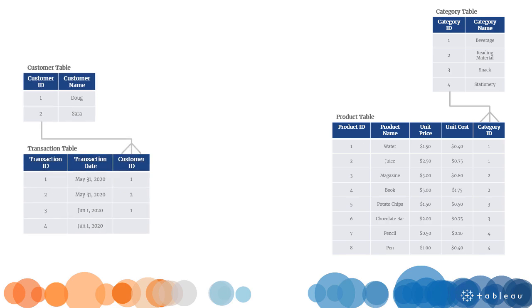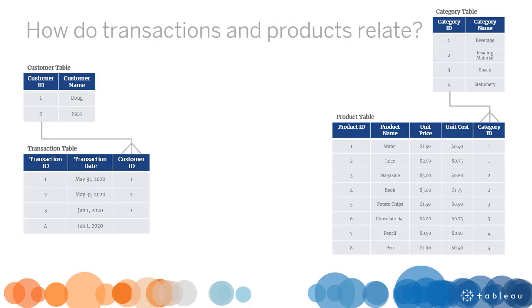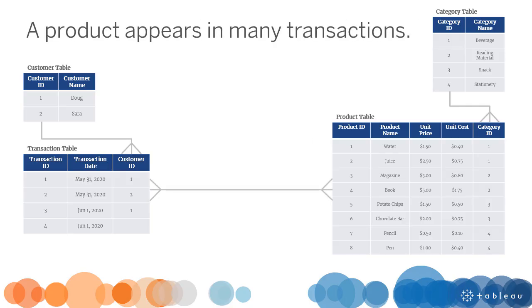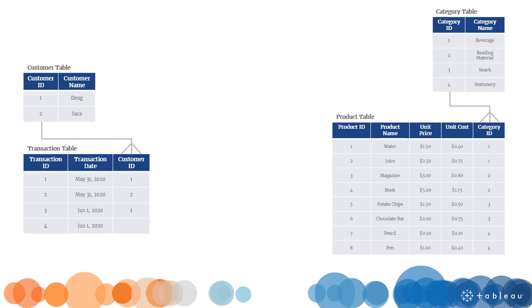There is a one-to-many relationship between the customer table and the transaction table. The two tables relate based on a common field, customer ID. How do transactions and products relate? A transaction can have many products. A product can appear in many transactions. This is a many-to-many relationship.